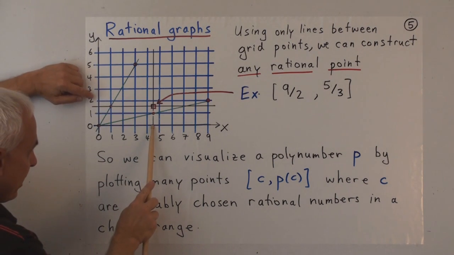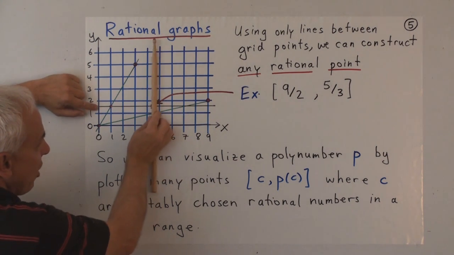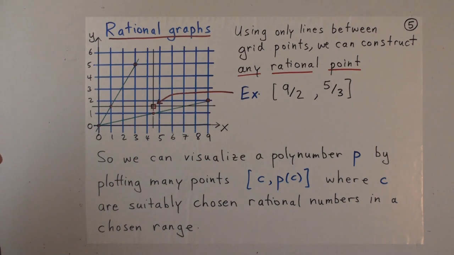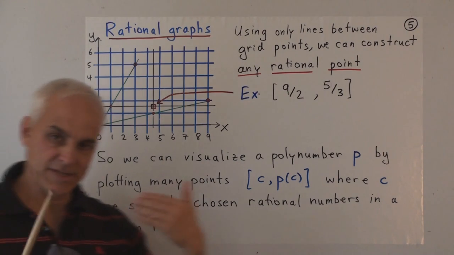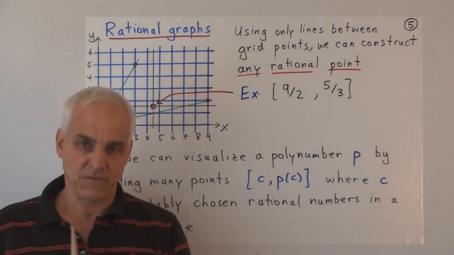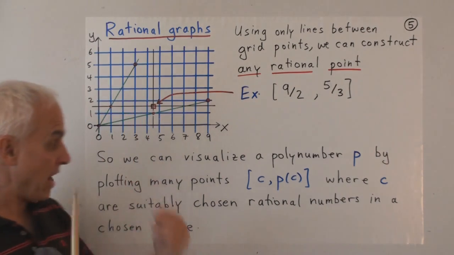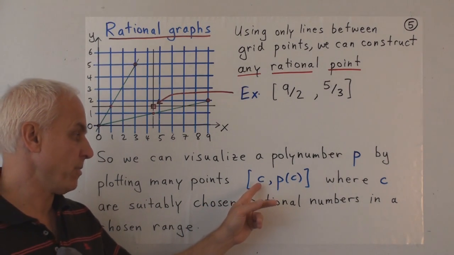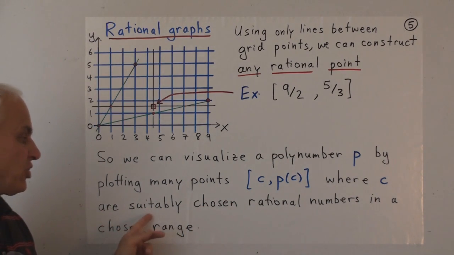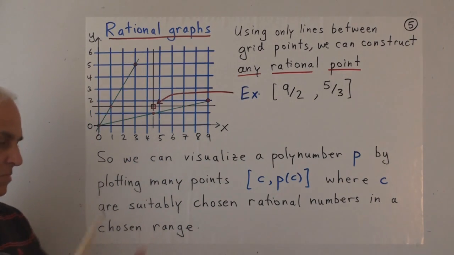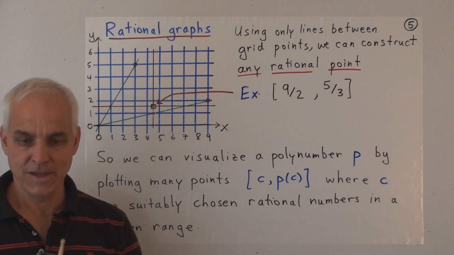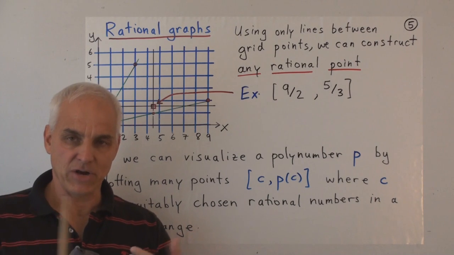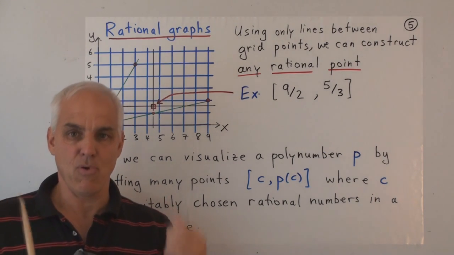So once, of course, we have the x coordinate here and the y coordinate here, it's not too hard to make parallel lines, which then give us the required point. So with this technique in hand, we can now extend our view of a polynomial. We can now say, all right, let's try to visualize a polynomial p by plotting many points of the form c, p of c, where c now are suitably chosen rational numbers in a certain chosen range. In other words, we don't have to stick with integer values of c. We can substitute more general rational values and plot those points.